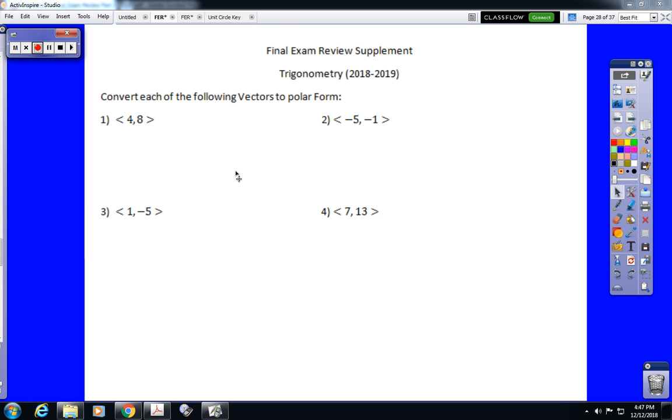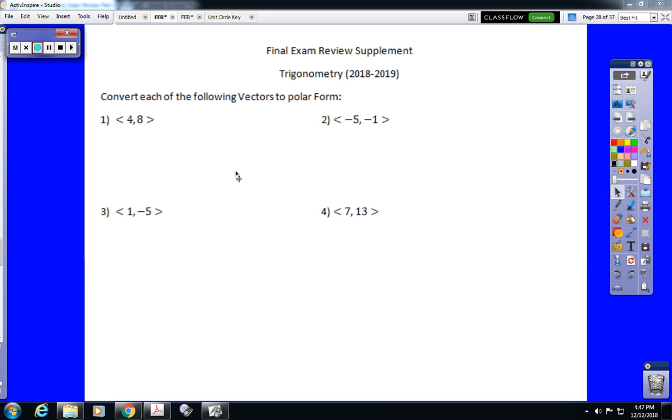Okay, this video will cover page 1 of the supplement review packet. This is dealing with the end of chapter 7, which is material that we covered for the first time this year. I've never taught it before that. So the first page contains conversion problems for vectors from coordinate form or vector form to polar form.